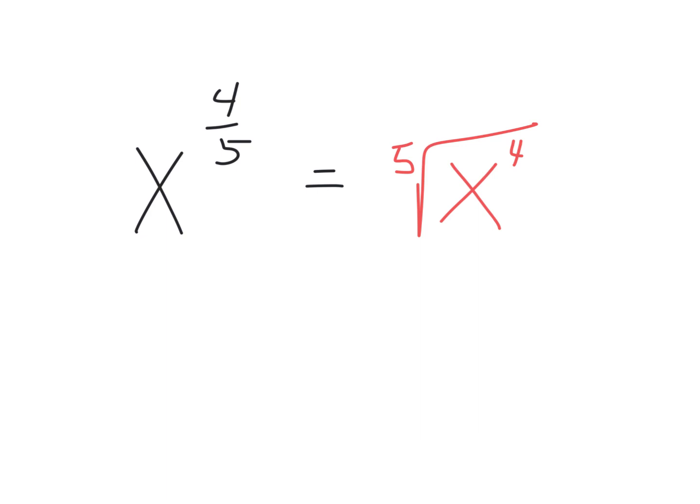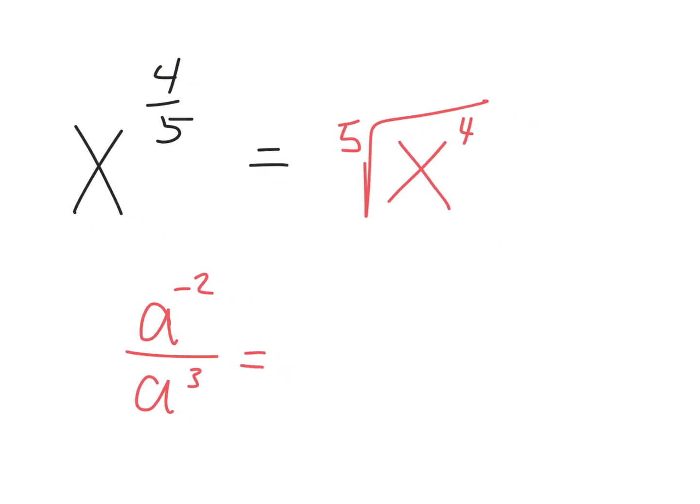Raise your hand if you had that one right. All right, that's a lot of you. Good. How about if I had a to the -2nd over a to the 3rd? What would that be the same as? Don't say it. Write it.